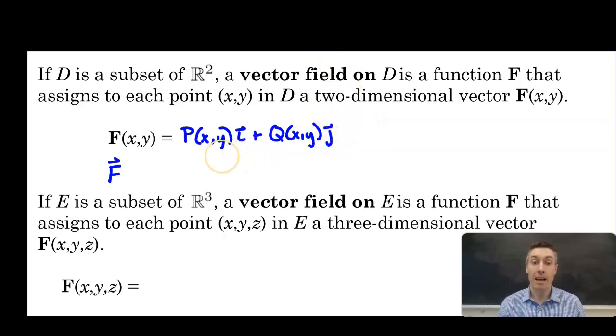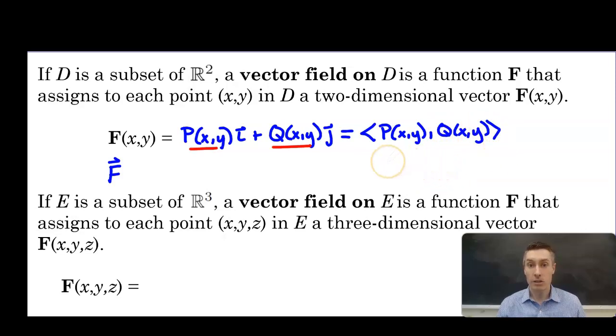So we have 2 scalar functions, P and Q, in terms of x and y that will define the i and j components of each vector in the vector field. And written with vector brackets, that would just be ⟨P(x, y), Q(x, y)⟩. I tend to favor the vector bracket notation just as a simpler notation, but we need to be able to identify both of these in dealing with vector fields.